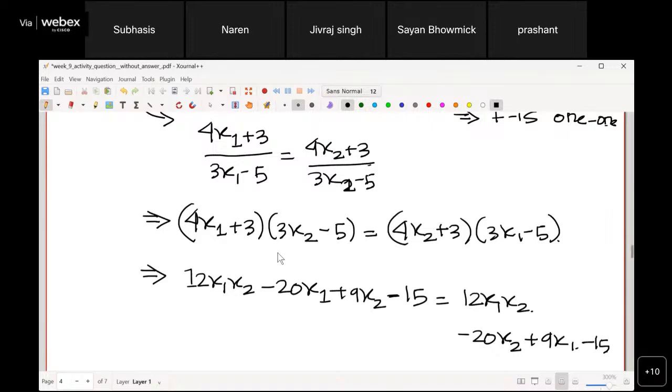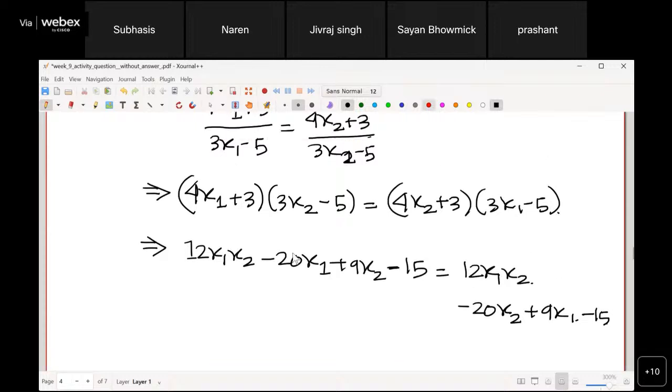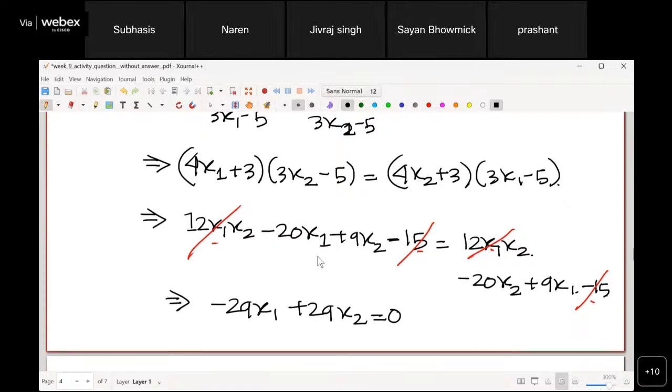Now I can cancel this one, this one, this one, and this one. Once I cancel, I have minus 29x1, and on the other side plus 29x2, which is 0. So from here it's clear, right? x1 is equal to x2.